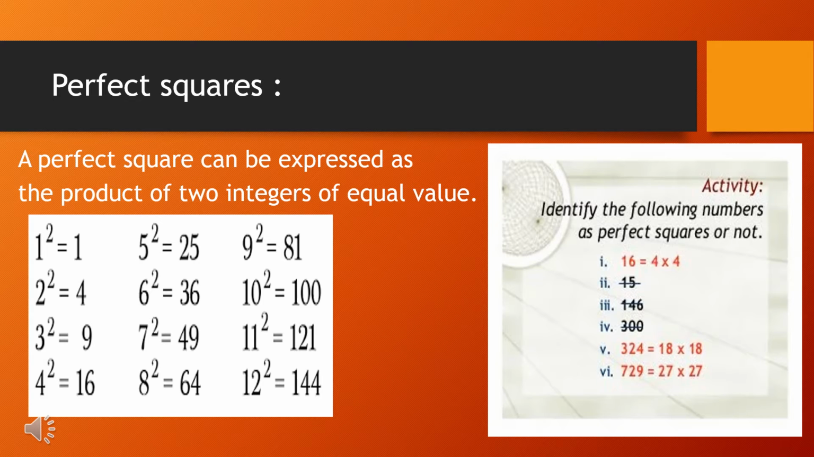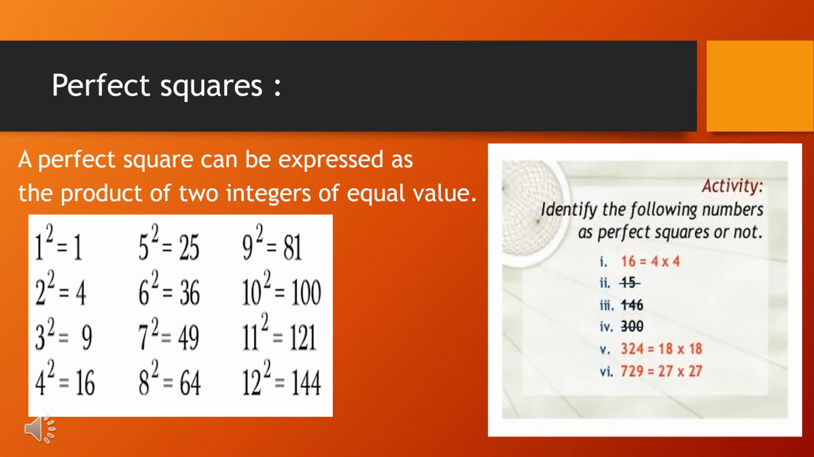I've given some of the perfect squares to you on the screen on the left hand side. You can see that the square of 2 is 4, the square of 3 is 9, the square of 4 is 16. So this goes on as the counting goes on forward. But for it to be a perfect square, the two numbers have to be same.